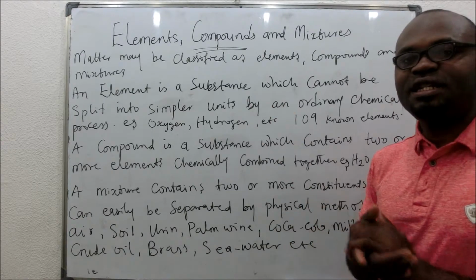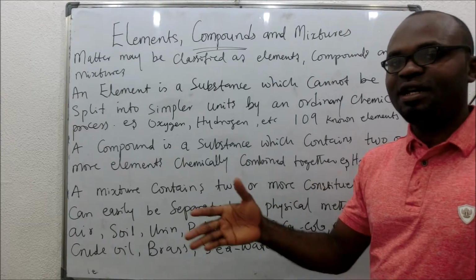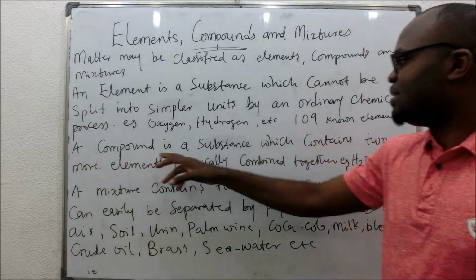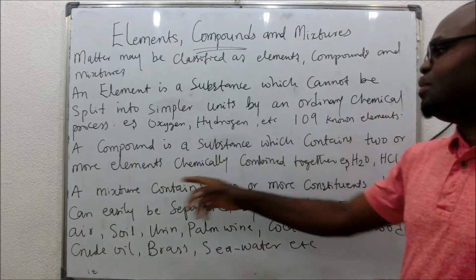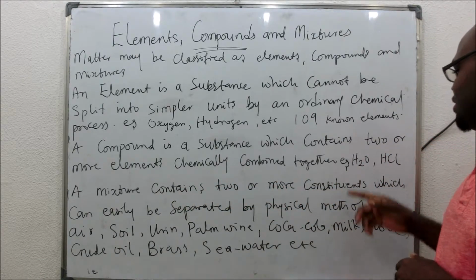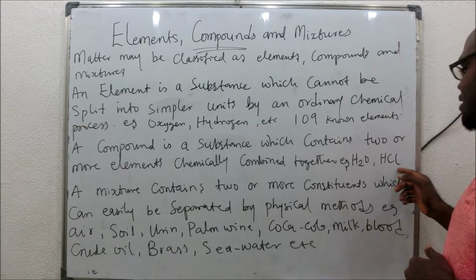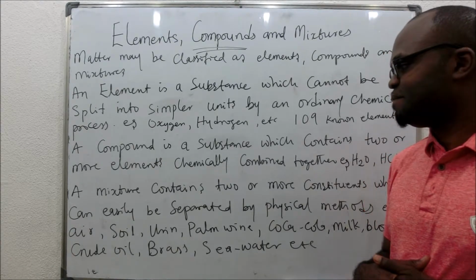Elements are actually in pure form because they cannot be broken down into other elements. A compound is a substance which contains two or more elements chemically combined together. Examples are H2O, which is water, and HCl, which is hydrogen chloride.